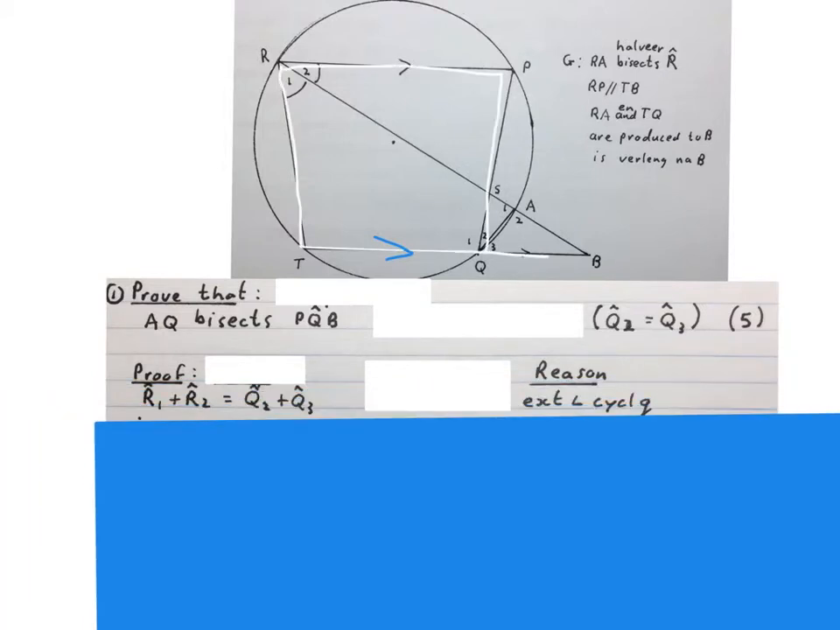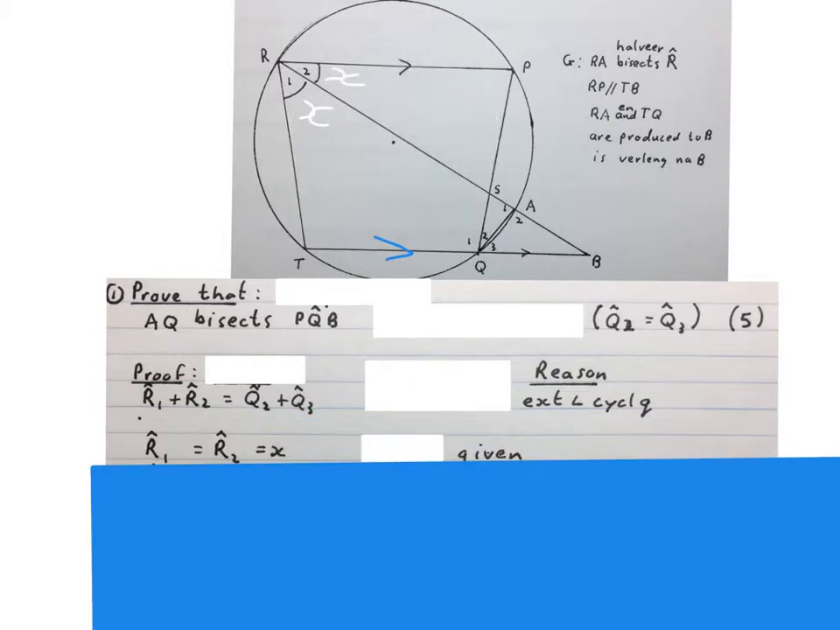You may write angle R1 plus angle R2 is equal to angle Q2 plus angle Q3. Exterior angle of a cyclic quad. There's my cyclic quad. The exterior angle is equal to the opposite interior angle. Then you may write angle R1 is equal to angle R2 is equal to X. We give it a name. It was given that RA bisects the angle R.